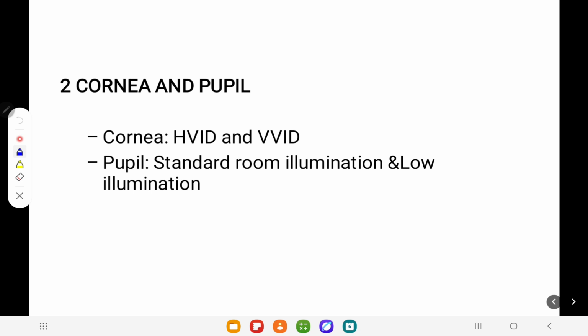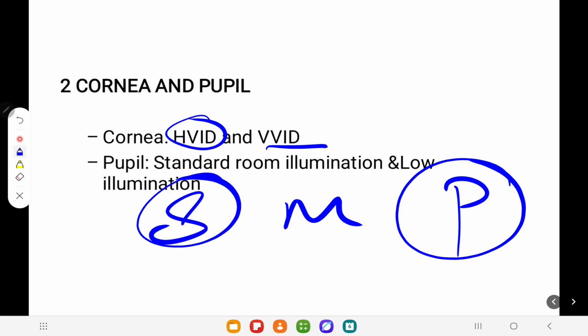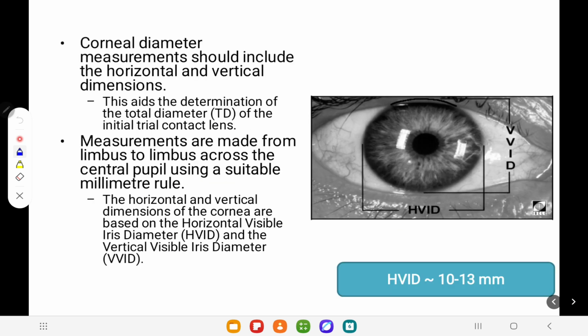Yes. So cornea and pupil. Whenever measuring corneal diameter, it's the horizontal visible iris diameter. We don't use the vertical visible iris diameter, we use the horizontal visible iris diameter. Pupil, ideally through the book, is scotopic, mesopic, and photopic. But in clinical setup, we prefer scotopic and photopic. We don't think much about mesopic. Corneal diameter measurement should include horizontal and vertical dimensions, but we prefer horizontal visible iris diameter.